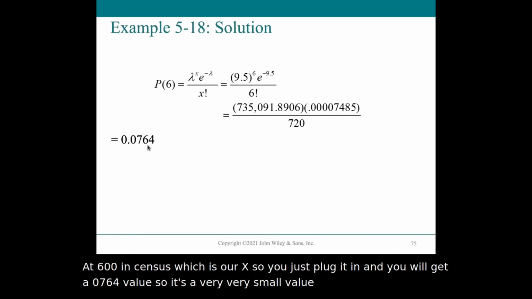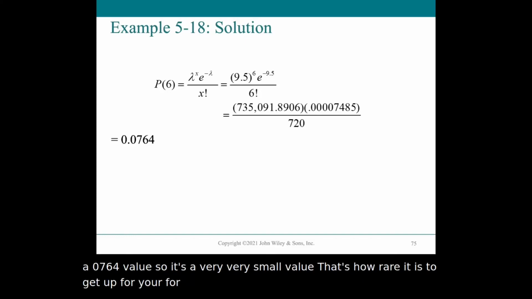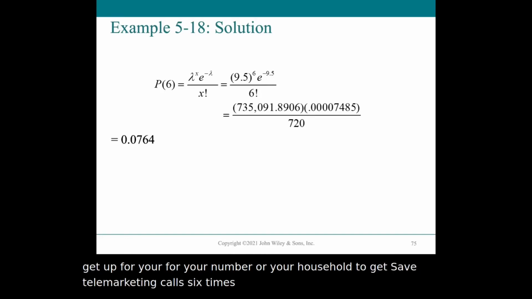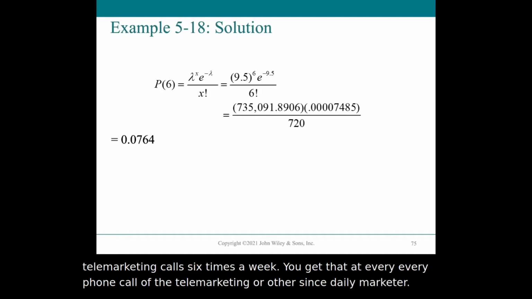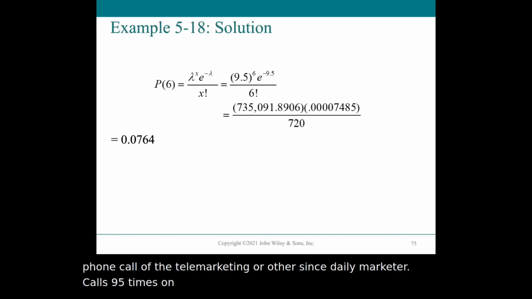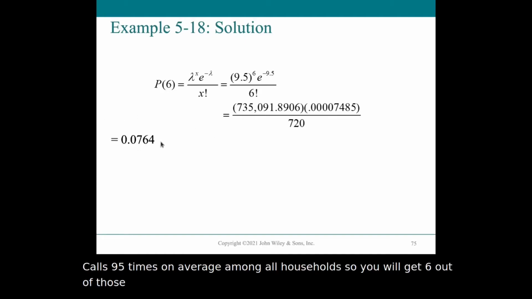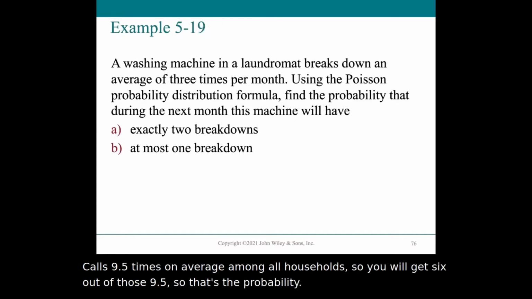That's how rare it is for your household to get telemarketing calls 6 times a week. Since the telemarketer calls 9.5 times on average among all households, you will get 6 out of those 9.5. So that's the probability. Let's have another example.